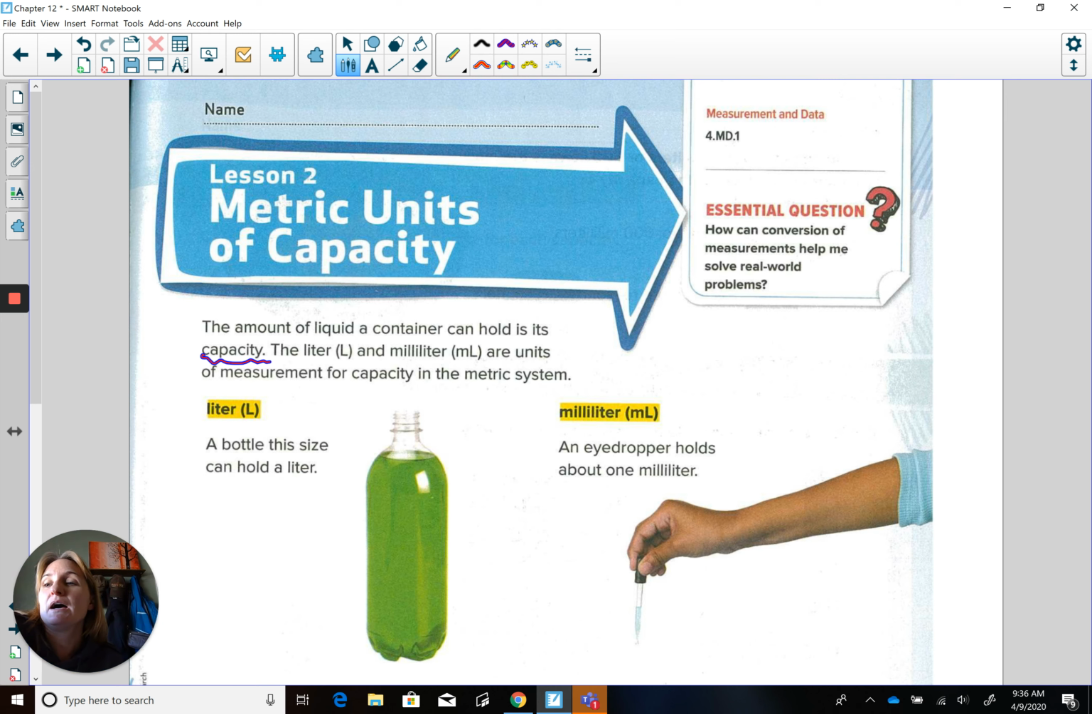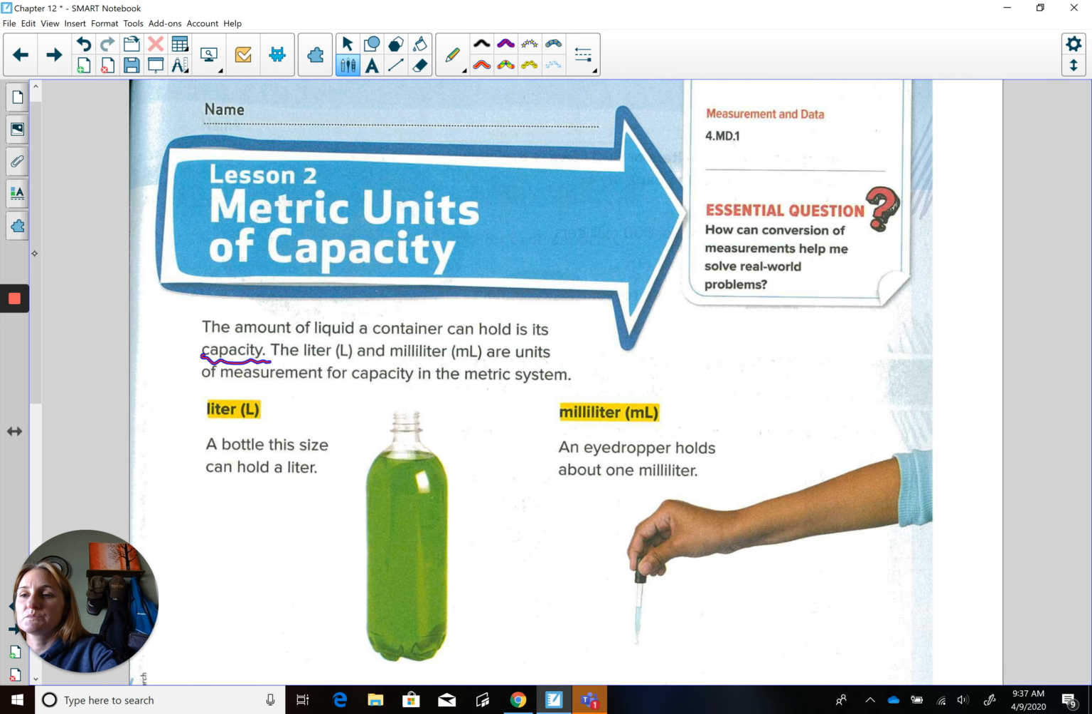My Bearcat mug here would be about a liter, right? A milliliter is an eyedropper that holds about 1 milliliter. So you have that eyedropper and you squeeze out of it and you get a couple drops coming out of it. That would be milliliters. So you have one that's much larger and one that's smaller.